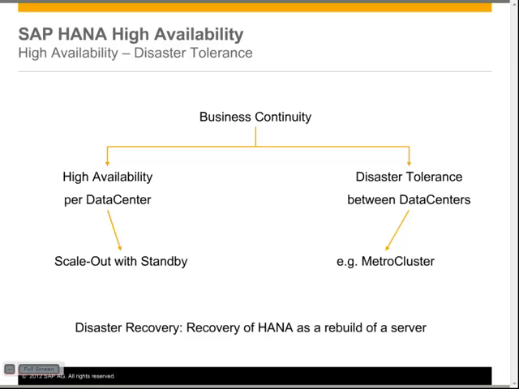Another way of achieving it is disaster tolerance between data centers. It's planned to have metro clusters. This is planned for late 2012. It's not yet implemented, but it's going to be available for us. So HANA, using high availability per data center, scale out with standby, already has high availability today.